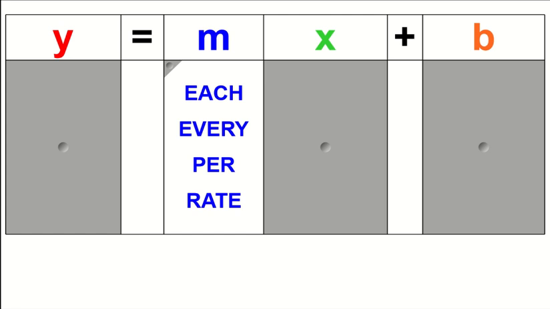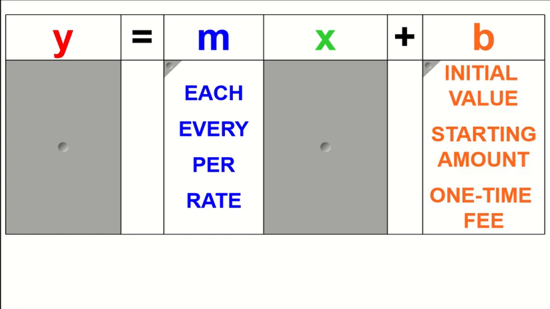Y-intercepts aren't horrible. They are initial values, starting amount, one-time fee, things like that. Those words can kind of be interchanged a little bit. They can be mixed up, so you might see initial amount or initial fee. You get what I'm saying? But if you see initial, starting, or one time, those are usually going to mean your y-intercept words, okay?